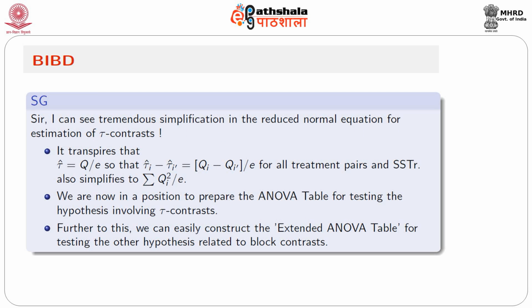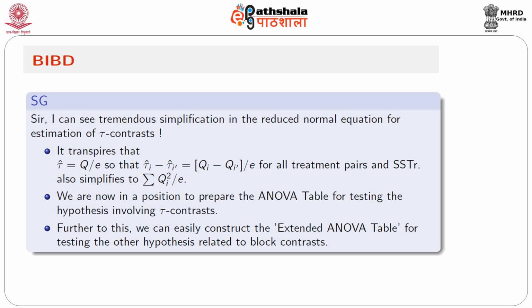Sir, I can see tremendous simplification in the reduced normal equation for estimation of tau contrast. Now it transpires that tau hat is equal to q by E, so that tau i hat minus tau i prime hat is equal to qi minus qi prime by E for all treatment pairs, and the sum of squares of treatment also simplifies to sum over qi square by E.